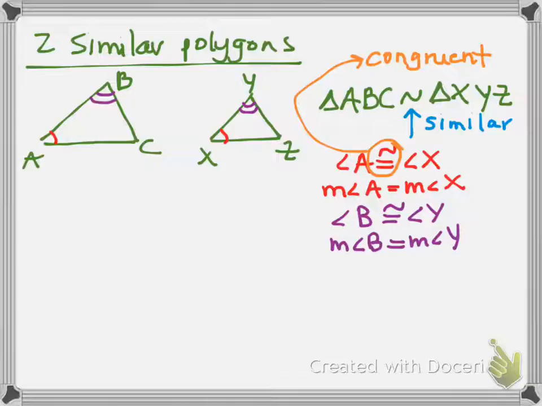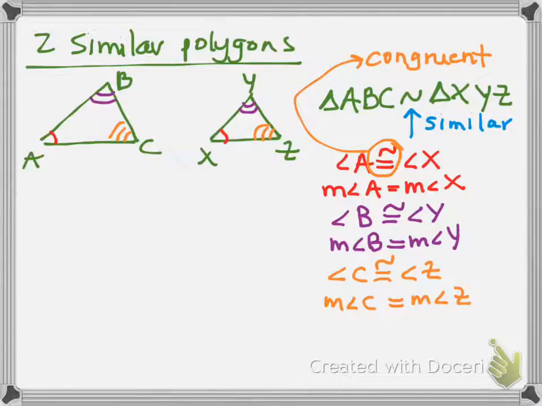And then I also have angle C, and what is it congruent to? Angle Z. And we can say the measure of angle C is equal to the measure of angle Z, and then I can make 1, 2, 3 arcs, showing that they're congruent. Okay?